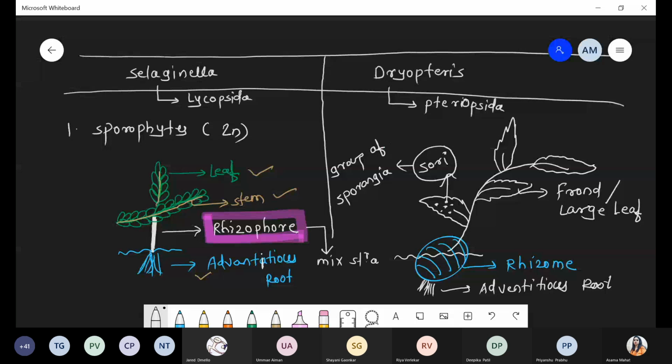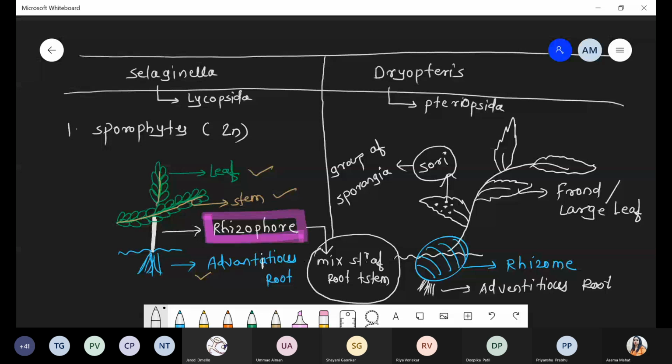Please underline this point. One question will come from the rhizophore. The rhizophore is a new organ which is present only and only in Selaginella. Nowhere else is it present. It is not present in algae. It is not present in bryophytes, gymnosperms, angiosperms. It is not present in any other pteridophyta. It is present only and only in Selaginella.